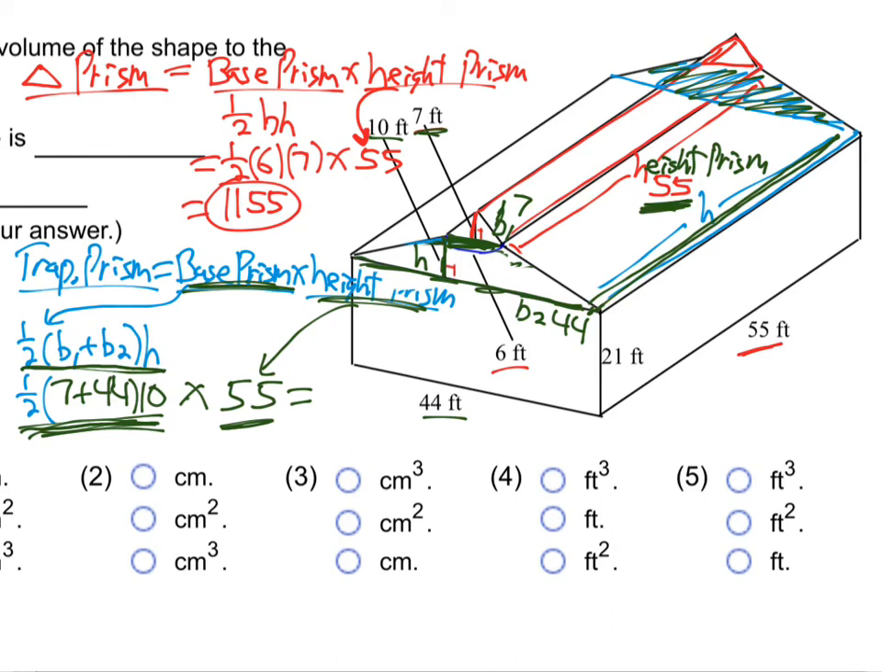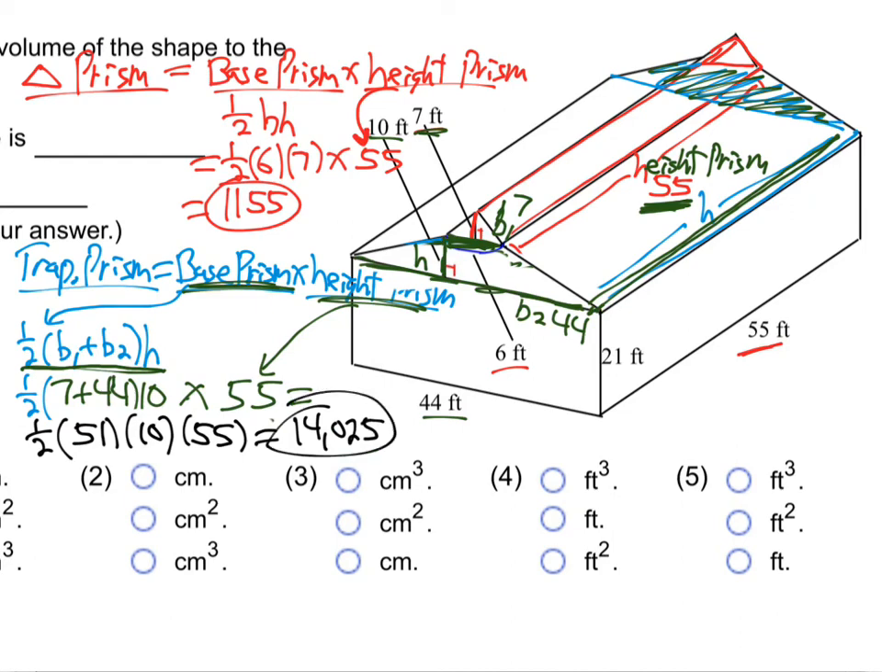Well, first off, we got to add that up, don't we? We're going to have, here, let me figure it out right here. We're going to have a half, 7 plus 44 is 51 times 10 times 55. Multiply that in your calculator. I'm getting 14,025. That's our second answer.